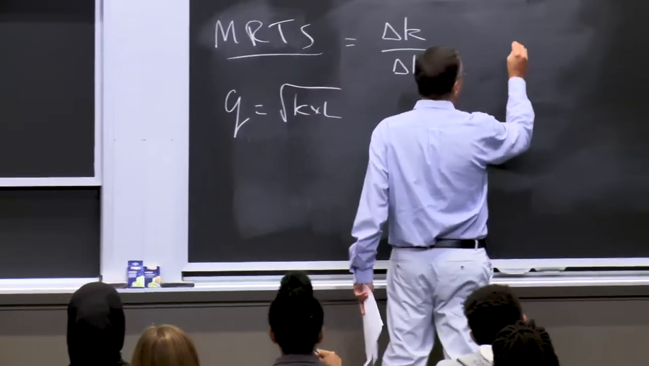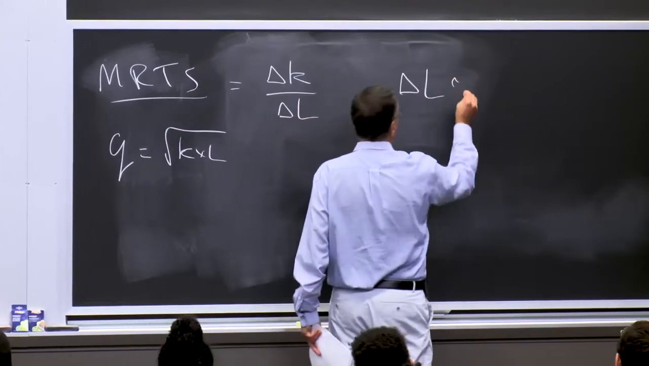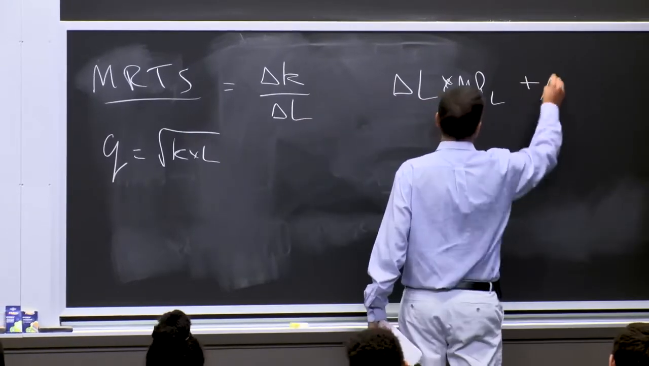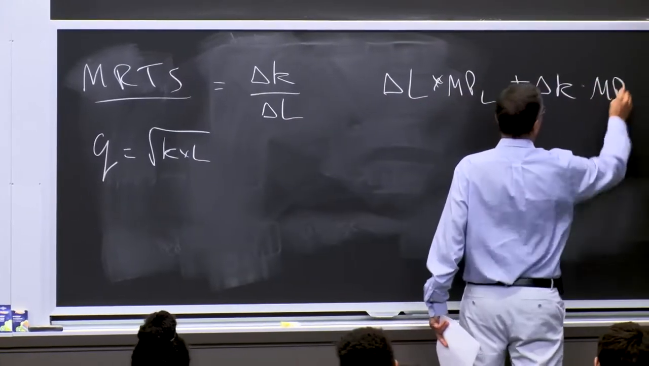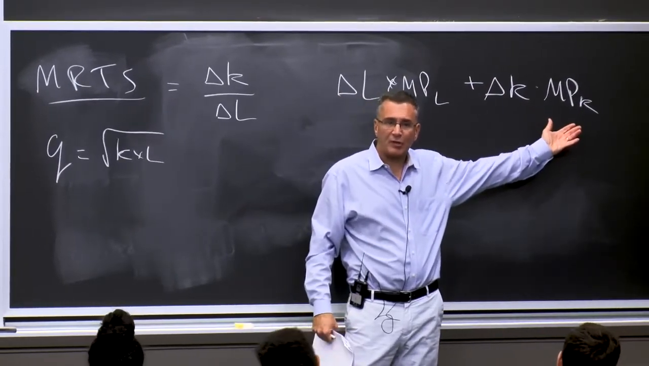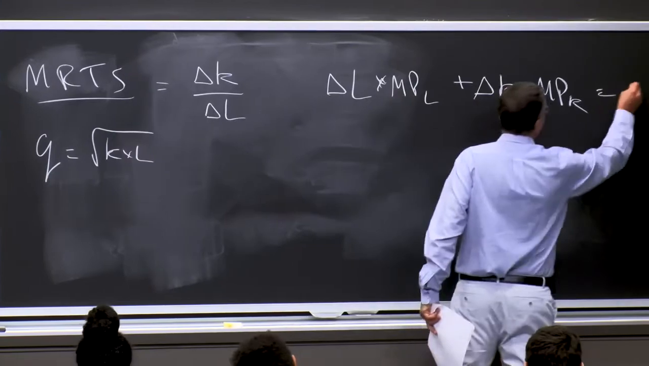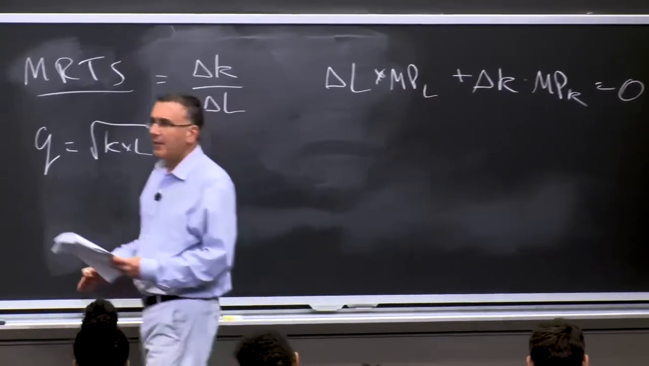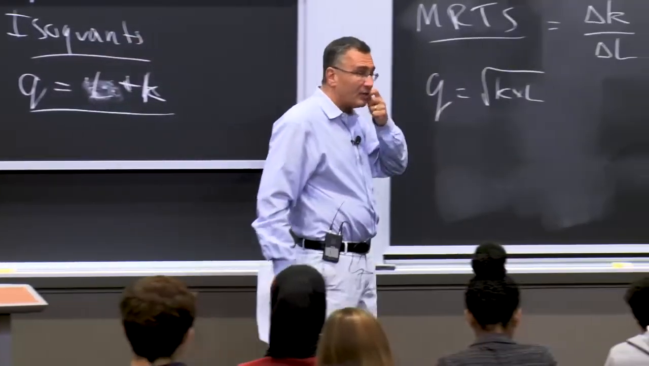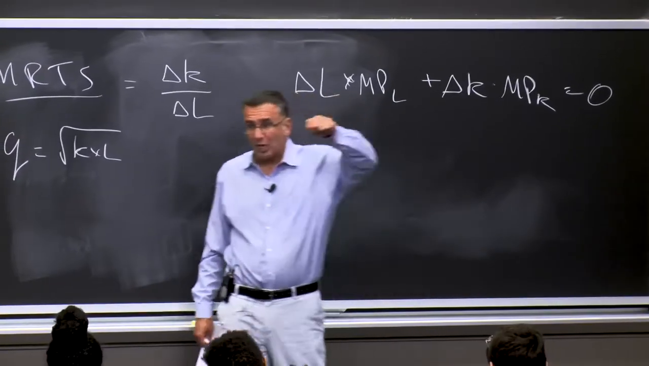So you can ask, well, the change in labor times the marginal product of a unit of labor, plus the change in capital times the marginal product of a unit of capital, which is the same. I didn't define marginal product of capital. It's the same idea as marginal product of labor. It's dQ/dK. Okay, it's the marginal product of capital. That equals 0 along an isoquant. Think about it. Along an isoquant, the next unit of labor times how productive that labor is, plus the next unit of capital times how productive that capital is, equals 0 because you're staying on an isoquant.